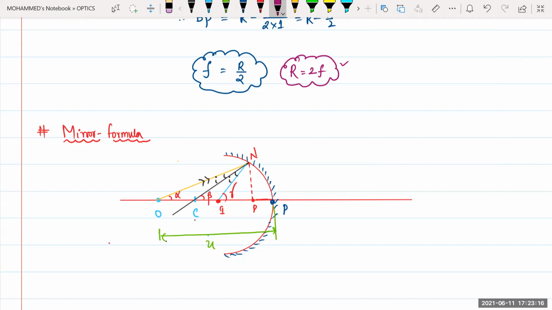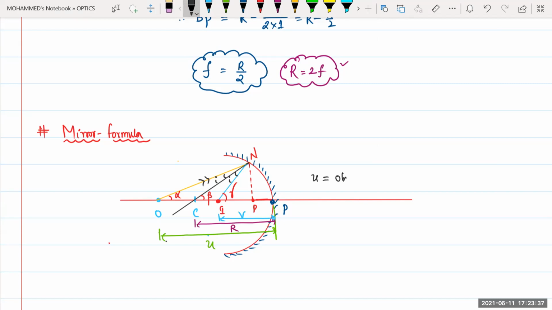Okay, the distance from the center of curvature to the pole is known as your radius of curvature, capital R. The distance from your image to the optic center is known as your image distance, represented by letter V. Is that clear? Yes, sir.